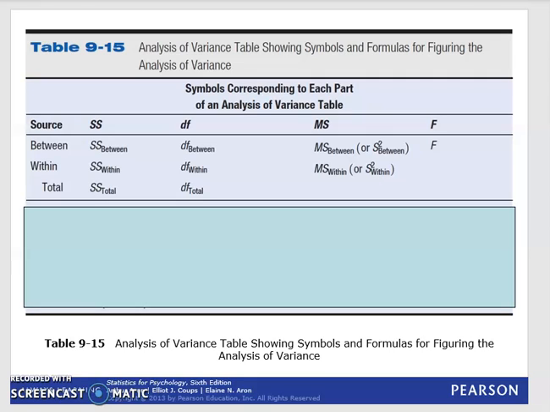So our answer would be degrees of freedom between 3 minus 1 is 2. Degrees of freedom within, I could do 5 minus 1 plus 5 minus 1 plus 5 minus 1, or I could do 15 minus 3. Both of those are going to give me 12. This is going to be part of your homework.